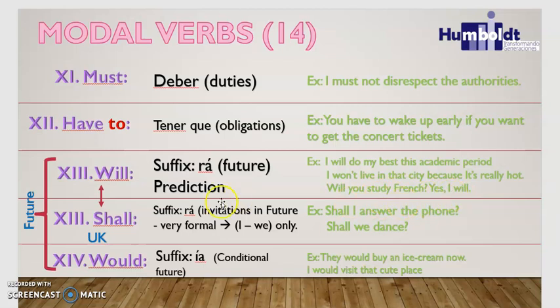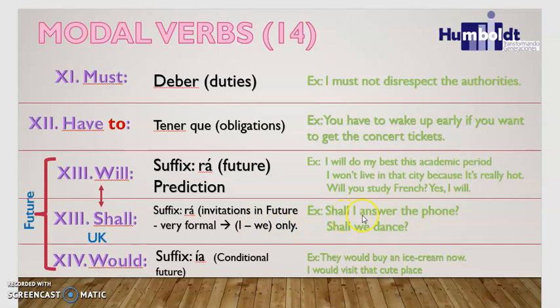We have the other version. It is shall. Remember that shall is more used in the UK. This is like the suffix ra. This is for invitations in future, but the difference with will is that it is very formal. And it's only used with I and we only. Okay, so this is not very common if you say he shall or she shall, something like that. So we have an example in here.